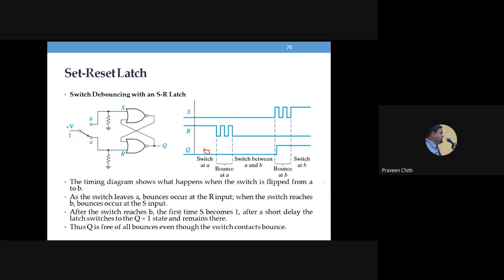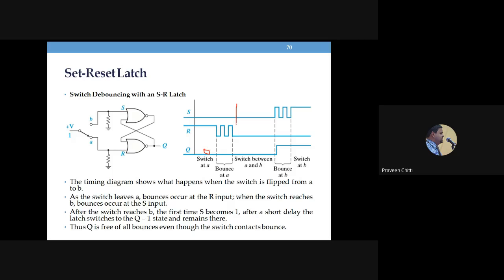Now, at this instant, we are releasing this key, moving the key from A to B. When the switch is moved from A to B, what happens? As the switch leaves A, it will not immediately go to B and settle down to 1. There will be several openings and closings. When the switch reaches B, there will be several bounces that occur at the S input, right?